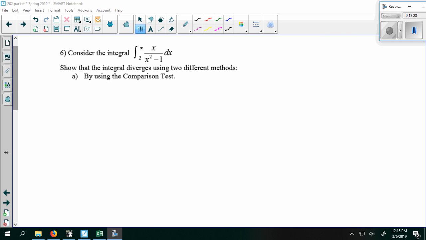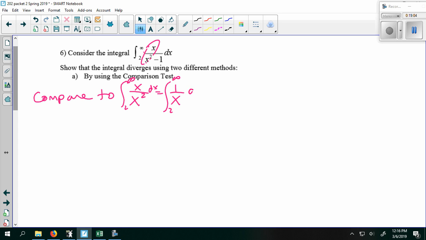Okay, so I want to first evaluate whether this integral converges or diverges using the comparison test. And I have the integral from 2 to infinity of x over x squared minus 1 dx. So I'm going to compare to 1 over x. I'm going to look at the leading term on the top and the bottom, and that's x over x squared, or 1 over x. And I'm looking from 2 to infinity, which diverges.